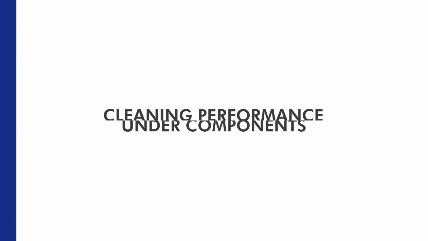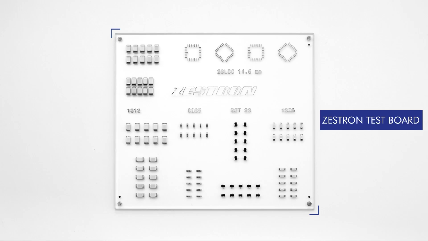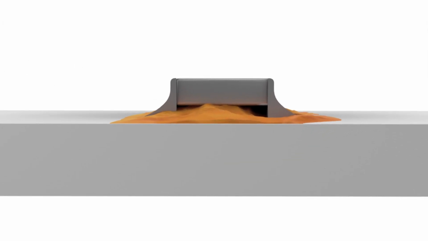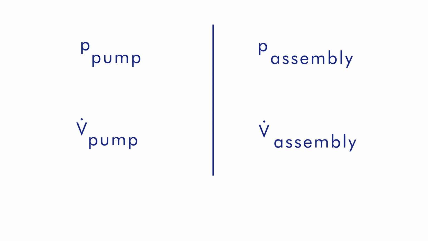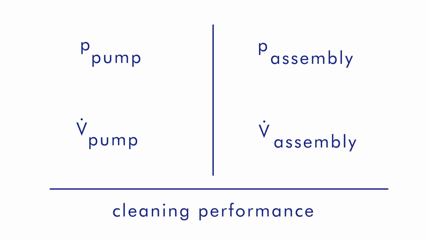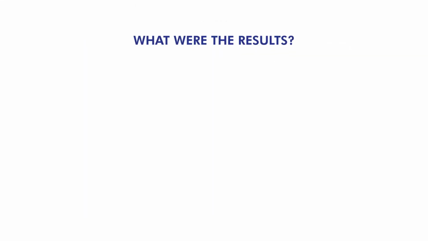In addition, the cleaning performance of the various systems under components was determined. For this purpose, glass boards equipped with different components and standoffs were used and contaminated with a test contamination. Finally, pressure and flow rate of the pump, as well as on the assembly surface, were related to the mentioned cleaning performance. What were the results?